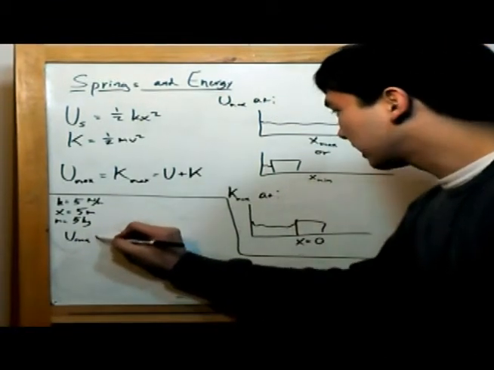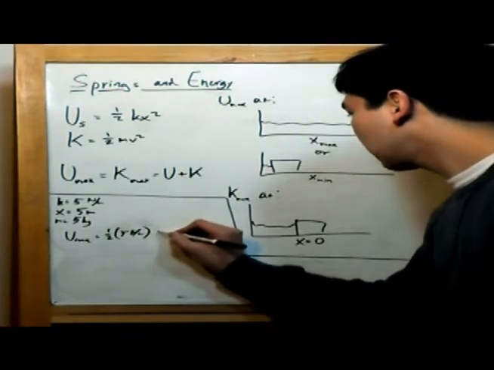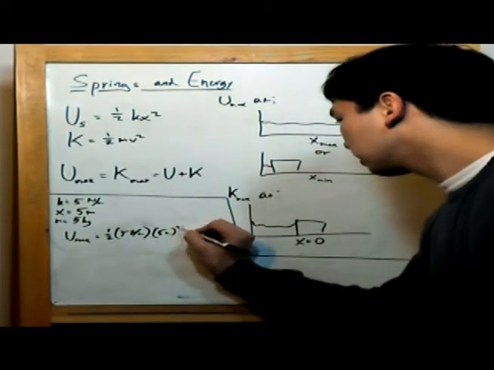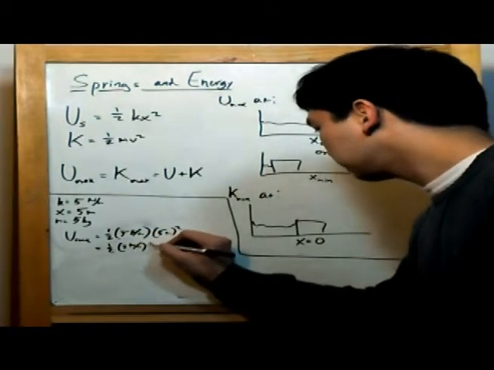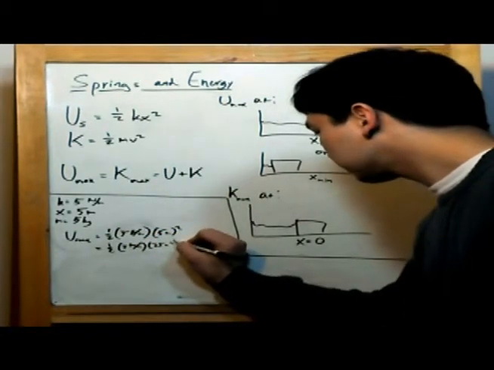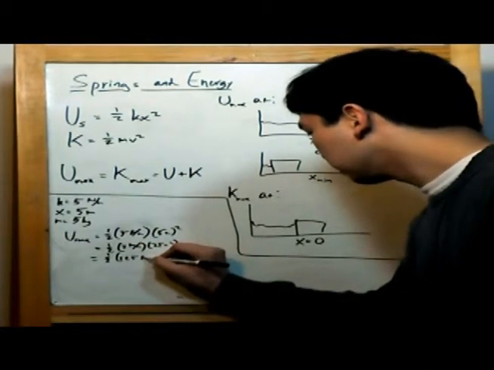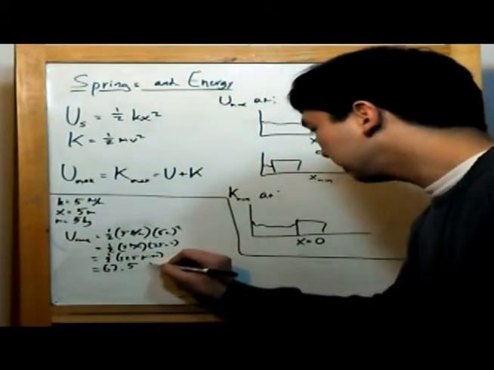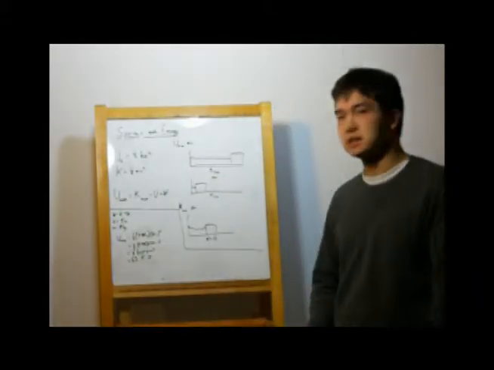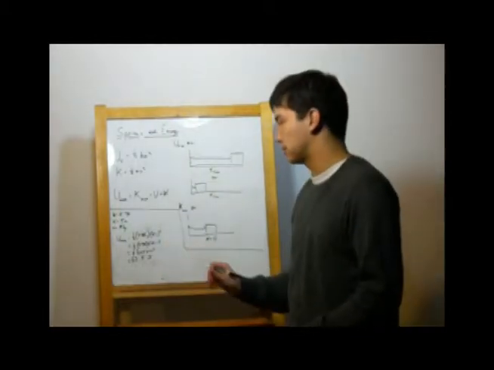Our potential energy max is equivalent to 1/2 times the spring constant 5 newtons per meter times the distance 5 meters squared. So that's 1/2 times 5 newtons per meter times 25 meters squared equals 1/2 times 125 newton meters, and that's going to be 62.5 newton meters or joules. Okay, so now we have the total energy that's going to be in the system. There's also the maximum potential energy.